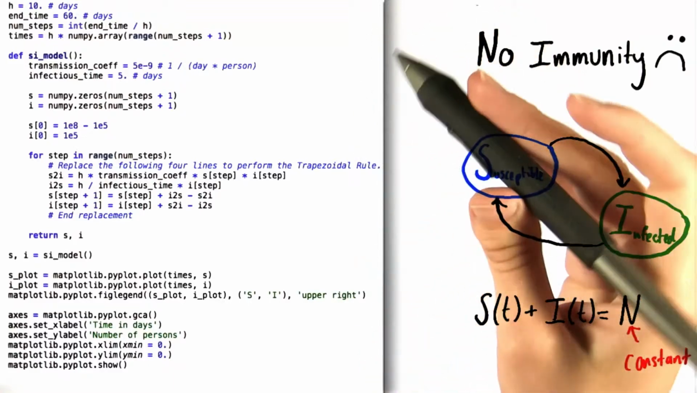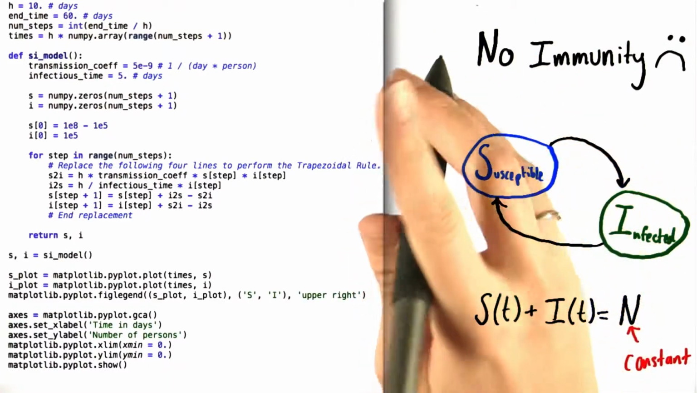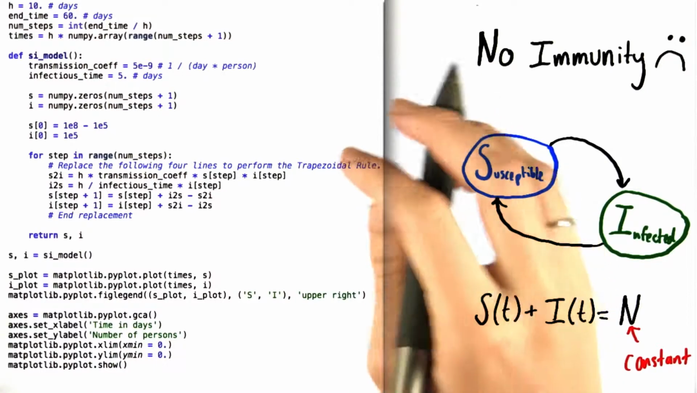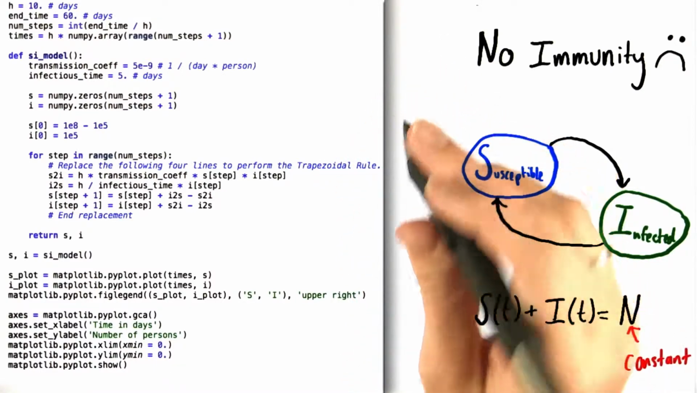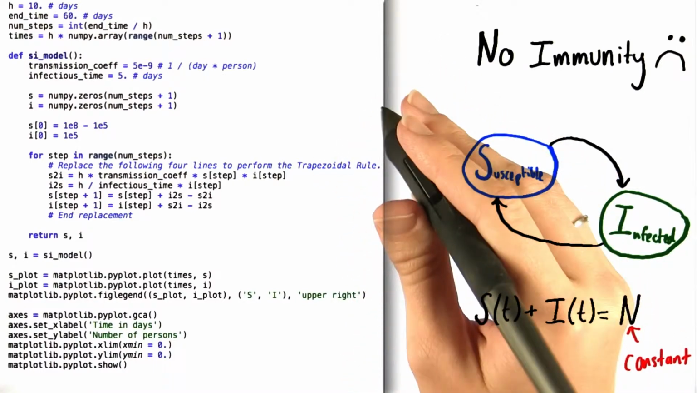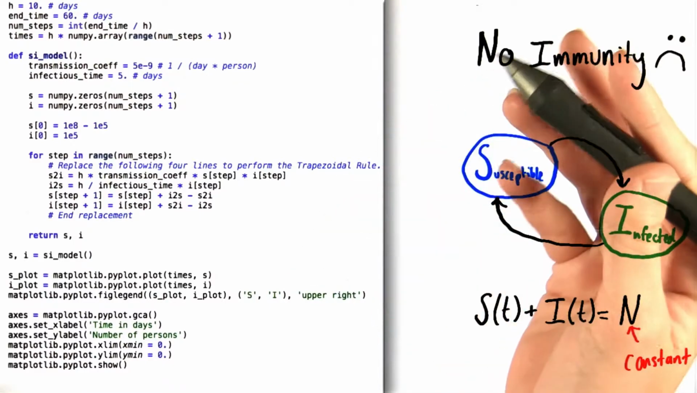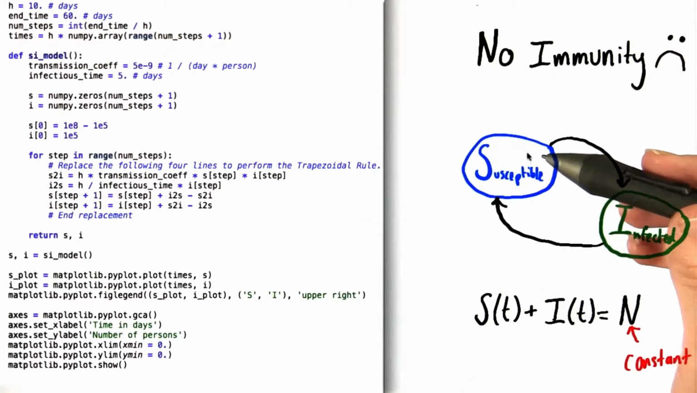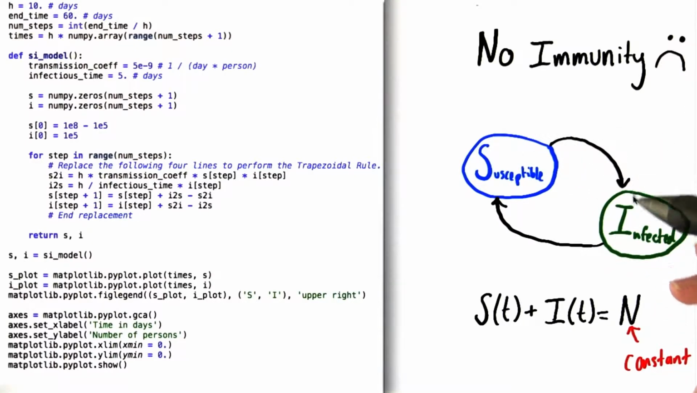Welcome to the second problem of Unit 3. If you thought that the health situation had started to look grim in the last problem when we dealt with waning immunity, this time circumstances have become even more dire. There's no immunity at all. Instead of the typical SIR model, people simply switch back and forth between susceptible and infected.